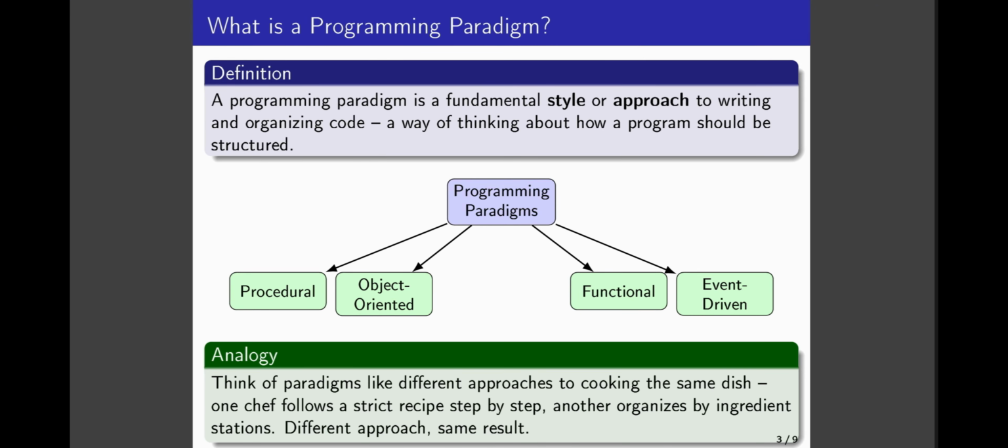So let's start with the core question: what exactly is a programming paradigm? A programming paradigm is a fundamental style or approach to writing and organizing code, a way of thinking about how a program should be structured. As you can see in this diagram, programming paradigms branch into several major categories: procedural, object oriented, functional, and event driven. We will walk through each of these individually in this video.